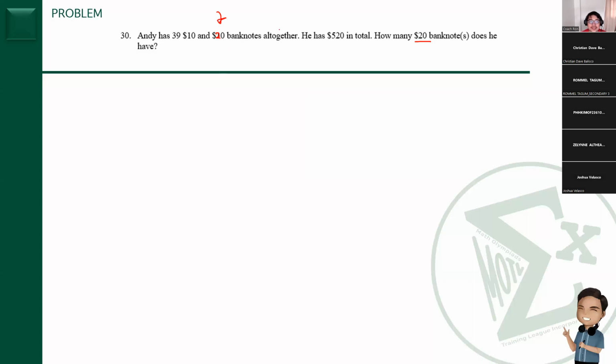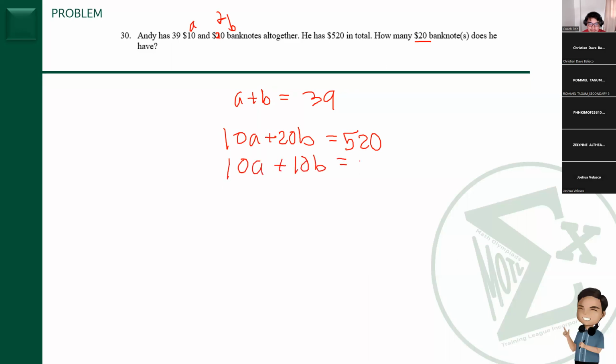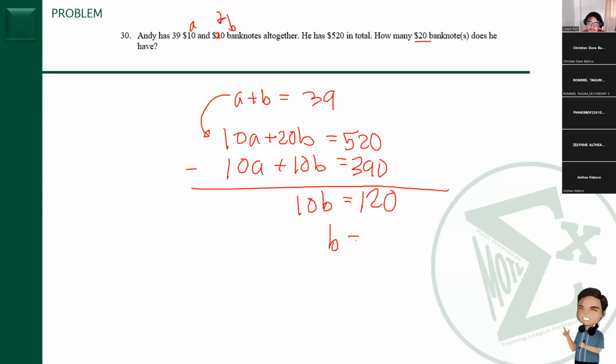Now, that's just the bank. Let's just go with A and B. So A plus B is 39, and 10A plus 20B is equal to 520, right? We could just do the elimination method and go with 10A plus 10B is 390. And we're just going to subtract, right? Elimination method. So 10B is equal to 1220. So B is 12.